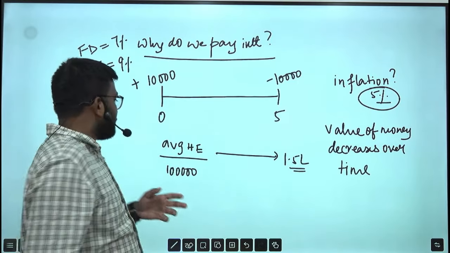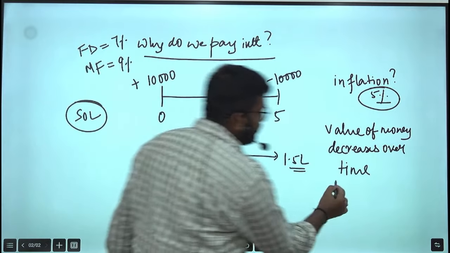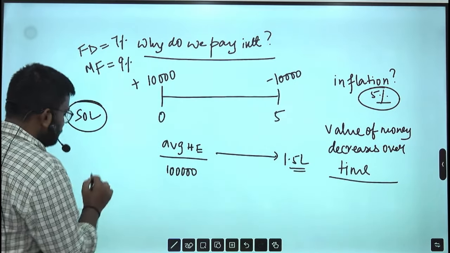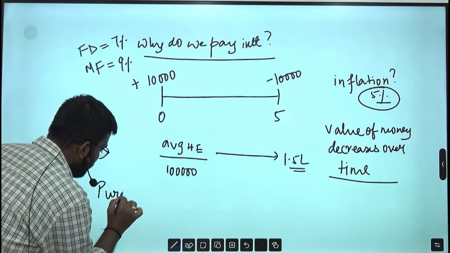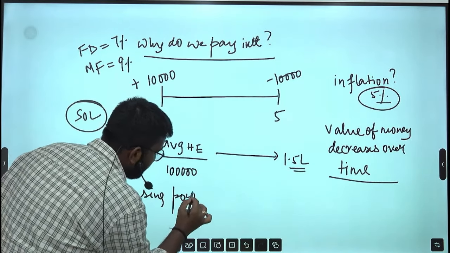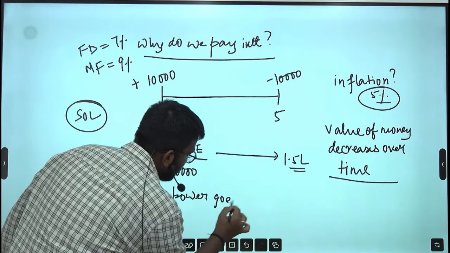Okay. So value of money decreases over time. So what do you mean by value of money decreases over time? Please write down. Purchasing power goes down.